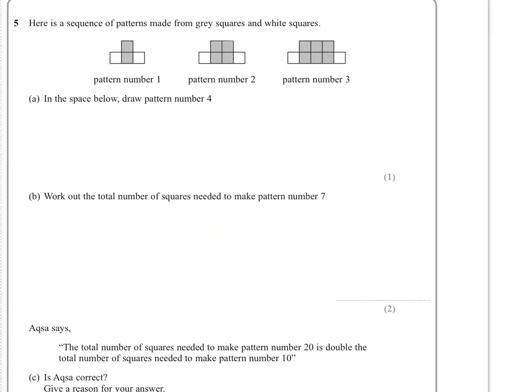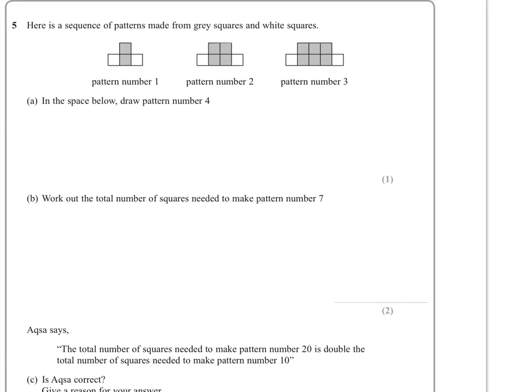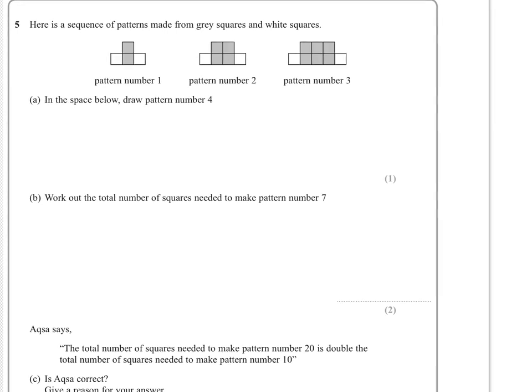Question 5. Here is a sequence of patterns made from grey squares and white squares. In the space below, we've got to draw pattern number 4. Well, we know there's going to be 4 grey tiles, because for pattern number 3, there was 3, pattern number 2, there was 2, and then 1 here. So we know we're going to have 4 of these grey ones.